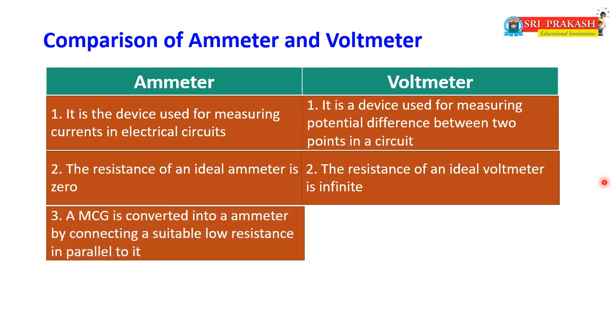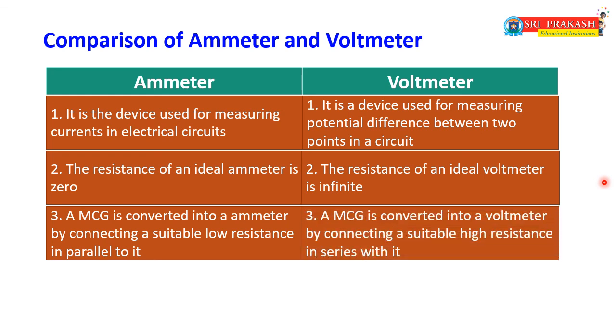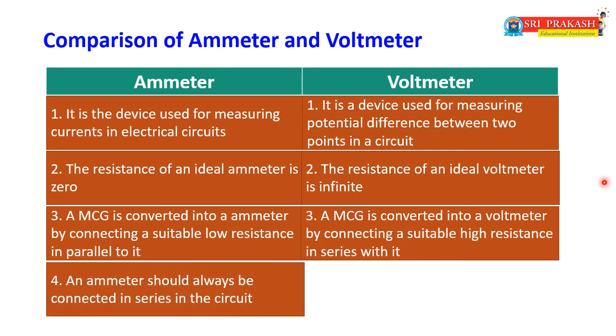Next, a moving coil galvanometer is converted into an ammeter by connecting a suitable low resistance in parallel to it. This low resistance connected in parallel is the shunt. But a moving coil galvanometer is converted into a voltmeter by connecting a suitable high resistance in series. So a galvanometer can be converted into an ammeter or voltmeter using two different resistors, as we already discussed. If you connect low resistance in parallel, it is an ammeter; high resistance in series, it is a voltmeter.